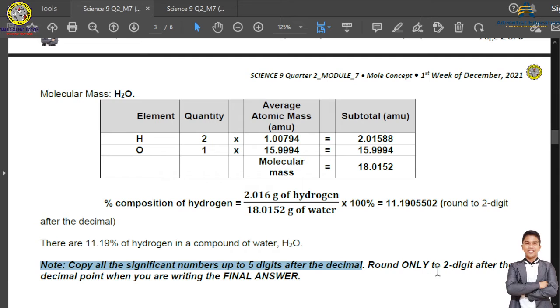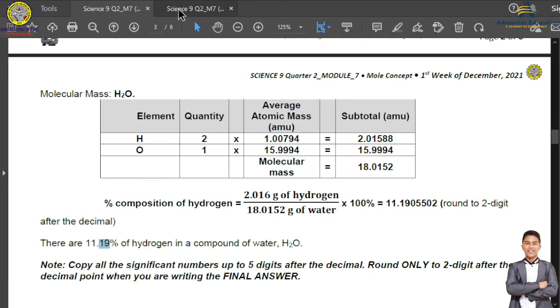Round only to 2 digits after the decimal point when you are writing the final answer. This is now the 2 digits after the decimal point because we are now writing the final answer. So there are 11.19% of hydrogen in a compound of water. So we now know that in one mole of water, there are 11.19% of hydrogen in that certain composition.